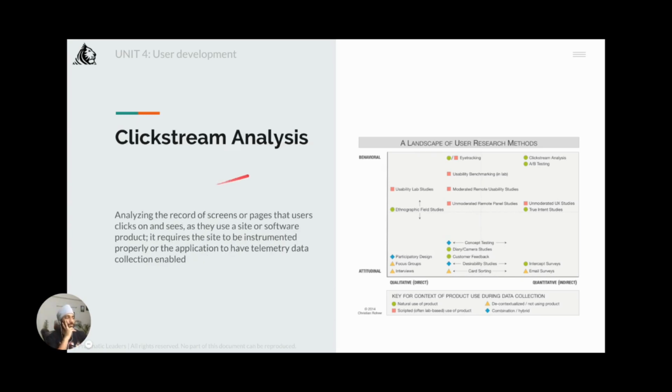Okay. Then comes our favorite, and all of us would have used this, clickstream analysis, right? So clickstream analysis का best example है Google Analytics, right? So it analyzes a record of screens or pages that the user clicks on and sees as they use a site or software product, right? It requires the site to be instrumented properly, or the application to have telemetry data collection enabled, which is nothing but essentially what Google Analytics does, right? All the clicks on the website are collected, stored, and then they are processed to figure out कौन से actions लिए गए, कौन से actions नहीं लिए गए, क्या हुआ, क्या नहीं हुआ, and so on.